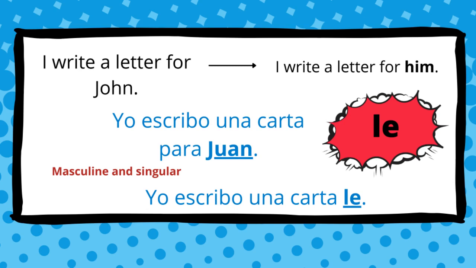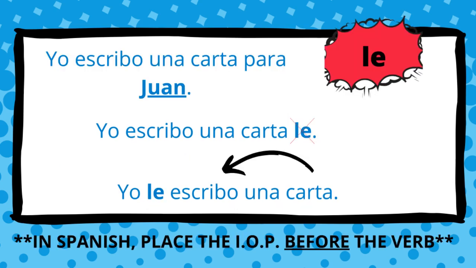Wait a minute, that just doesn't really sound right. Le is the correct indirect object pronoun, but there is a problem with the structure of the sentence. Remember that in Spanish, you have to place the indirect object pronoun before the verb. So let's move le all the way to the front of the verb. And it reads, Yo le escribo una carta. Nice job.